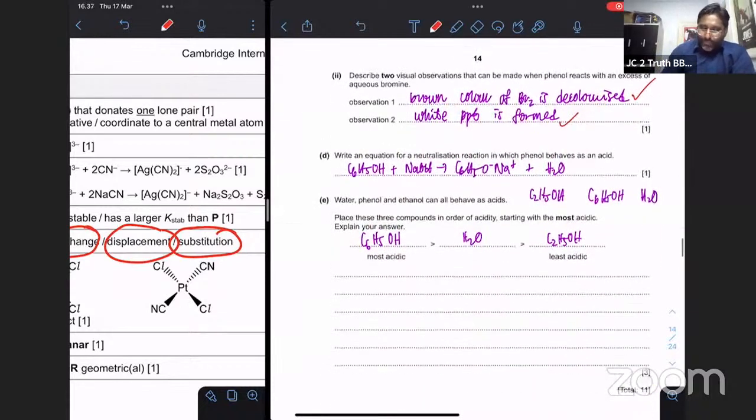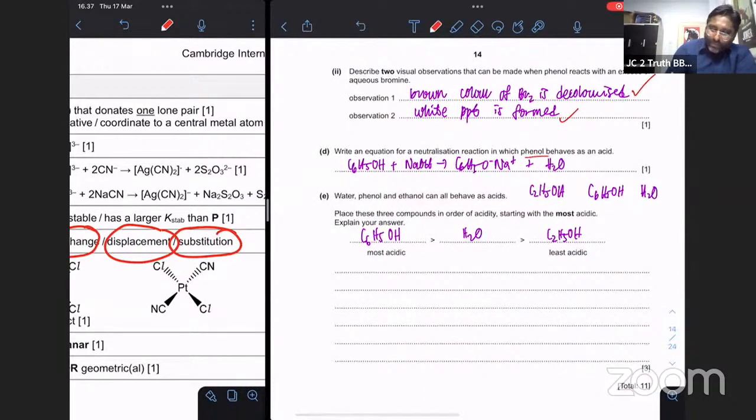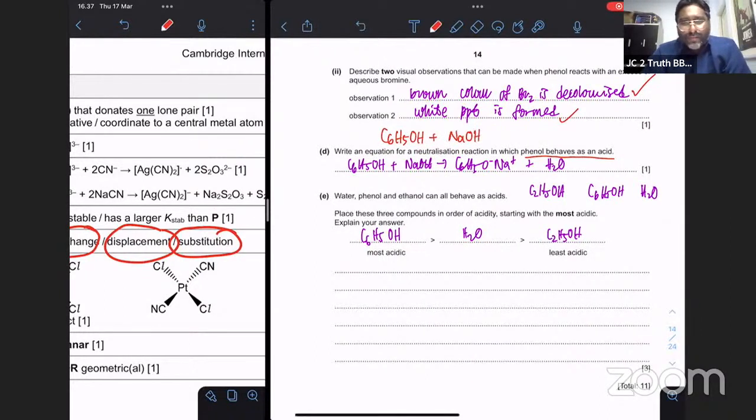Write an equation for the neutralization in which phenol behaves as an acid. Phenol, C6H5OH. For neutralization, the first thing that should come to mind is sodium hydroxide. Sodium hydroxide with the weak acid, what will it give you? You will get salt, C6H5O⁻Na⁺, and you are left with H2O, so salt and water. You just put salt and water over there, done.